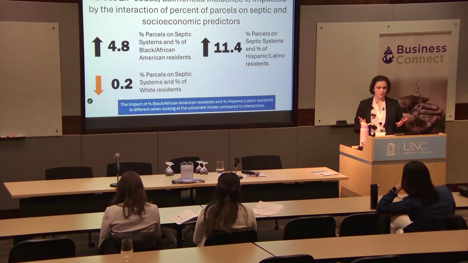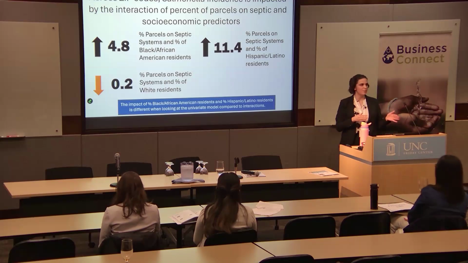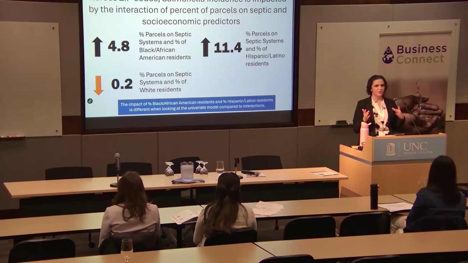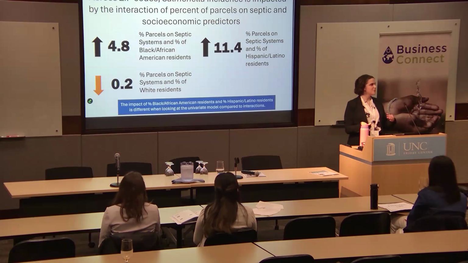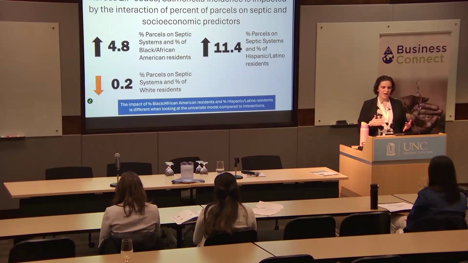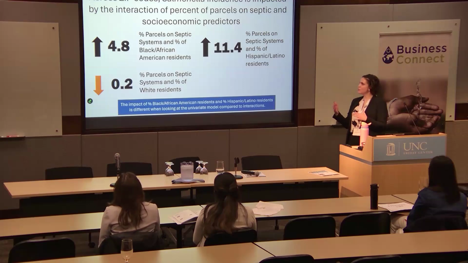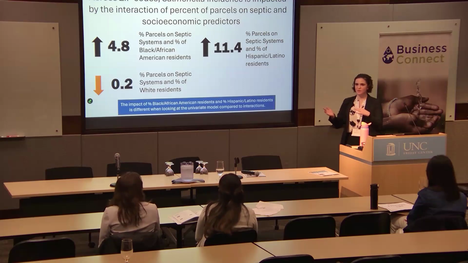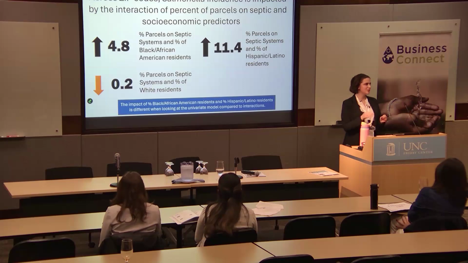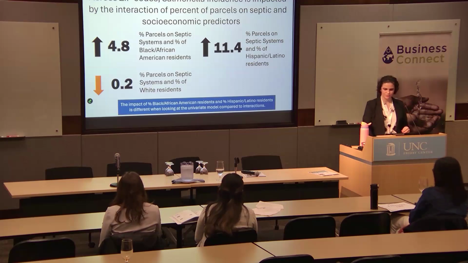And this is really interesting because if we think back to the univariate models, we were actually seeing different effects of those 2 race predictors. For percent Black and African American, it was a significant negative association, and for percent Hispanic and Latino residents, it wasn't significant. So this is pretty interesting to see how we're seeing a different effect when we look at it by itself versus looking at the interaction.